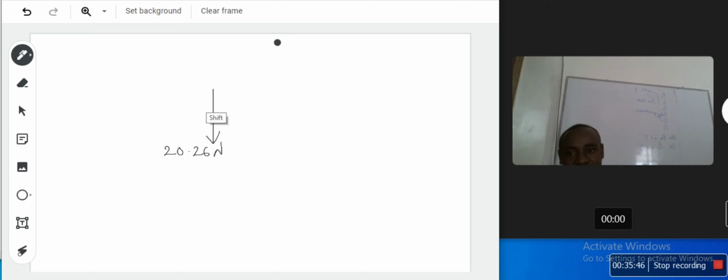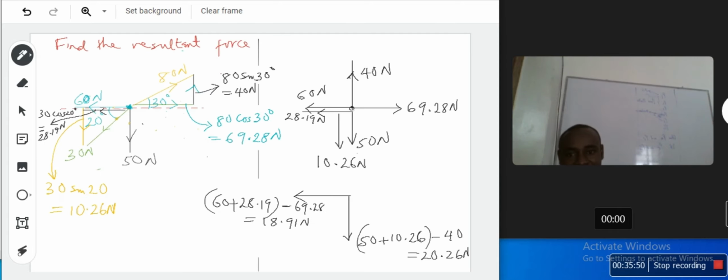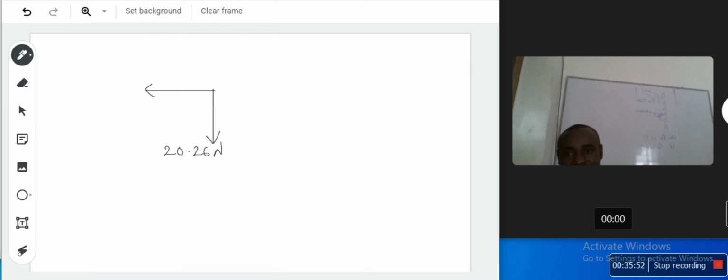20.26 Newton down and what to the left? 18.91 Newton to the left. How do we now find the resultant of these two forces? You can just use the hypotenuse, you know. So the hypotenuse is the resultant, which is this.